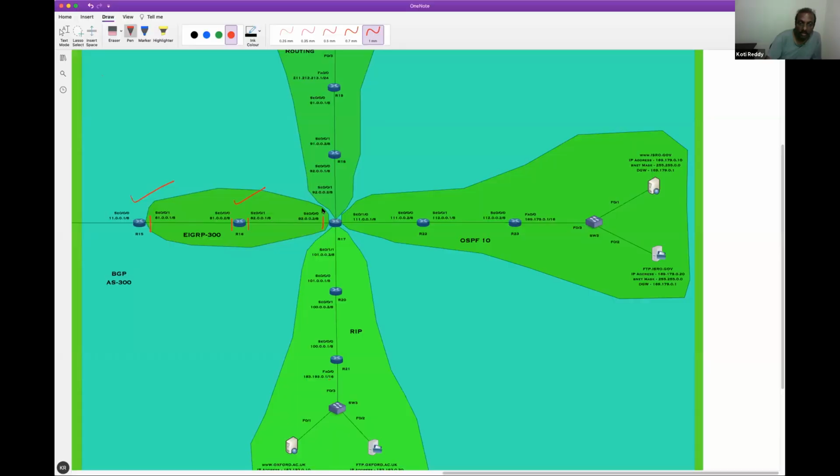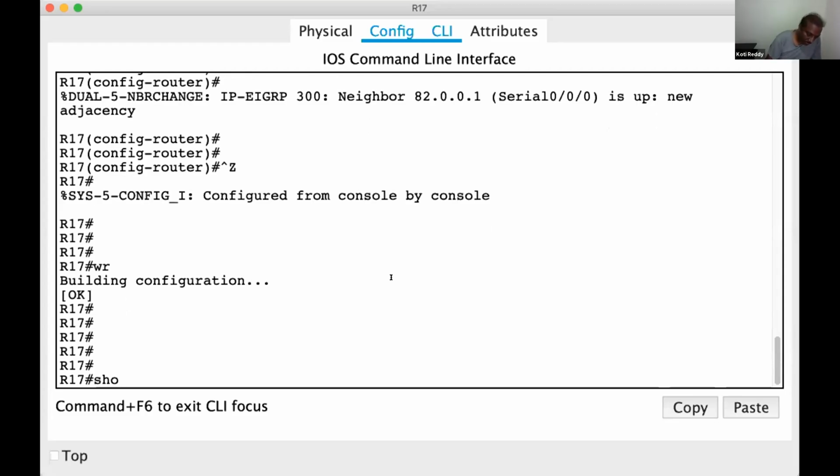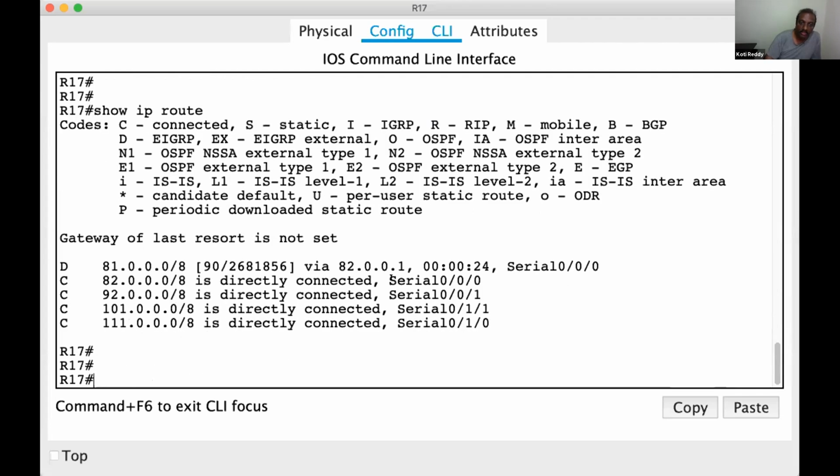So now if I go to R17 and do show IP route, I should see about what? The 81 network ID also here, right? So let's go to R17 and say show IP route on R17. I give the command show IP route. I could see routes for the 81 network ID also because of what? D. D stands for what? Dual. Fine.